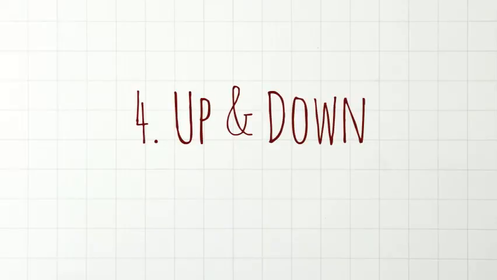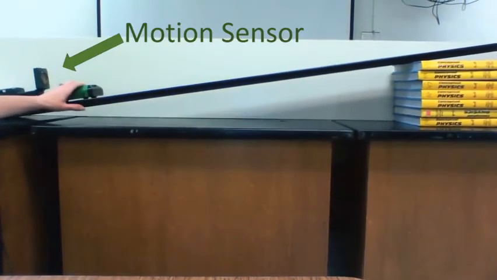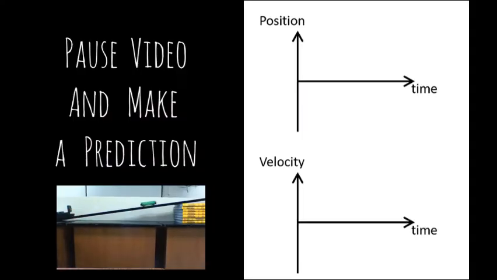In the next case, the car will go up and down the ramp with the motion sensor at the bottom. It will start with an initial velocity going upwards. Pause your video and make a prediction.